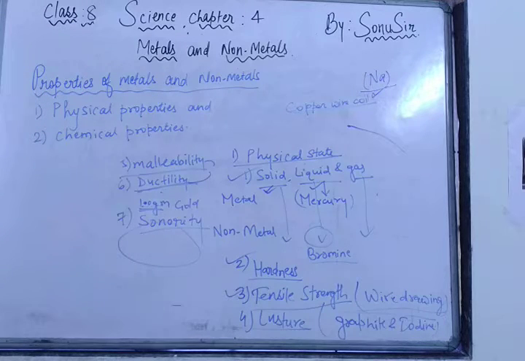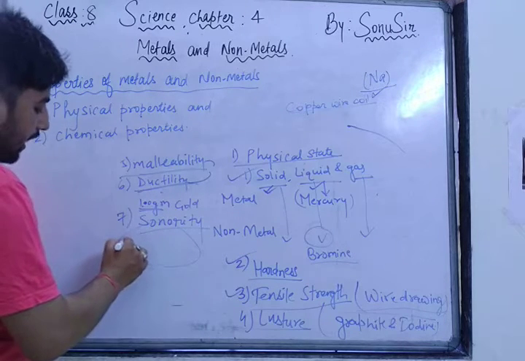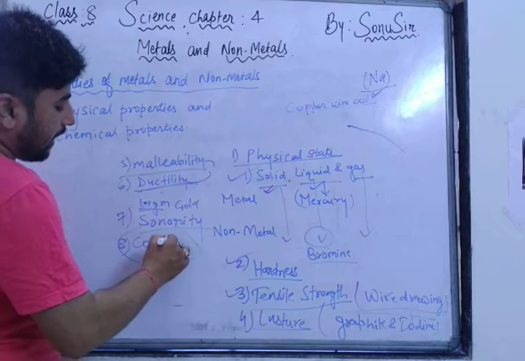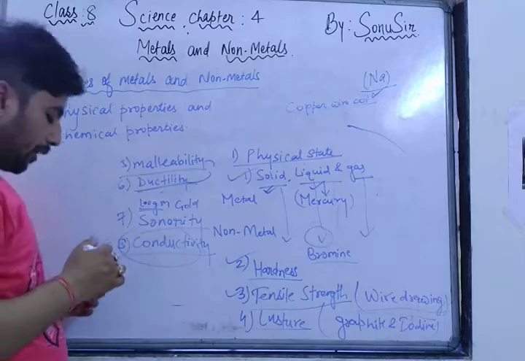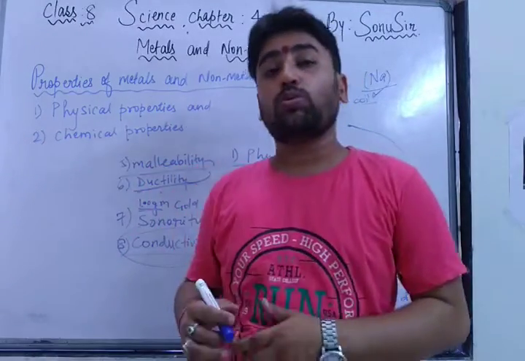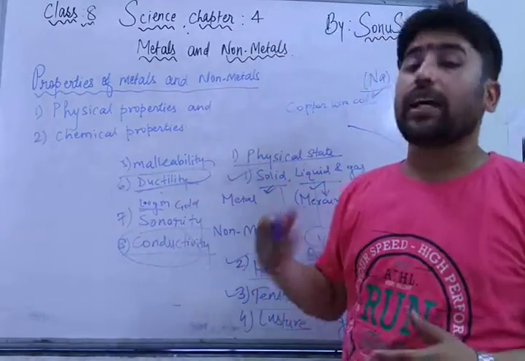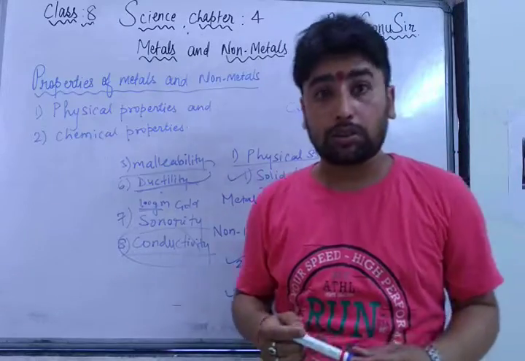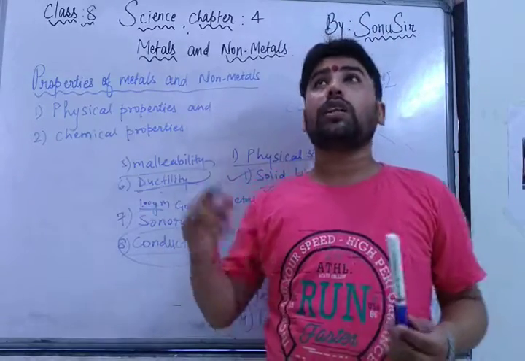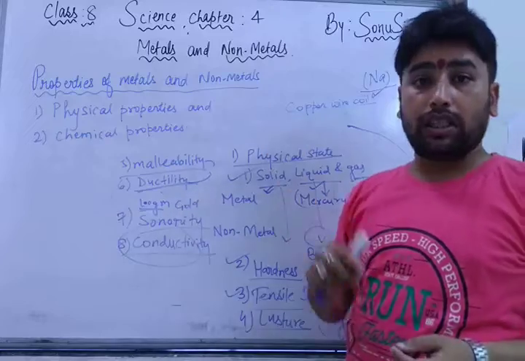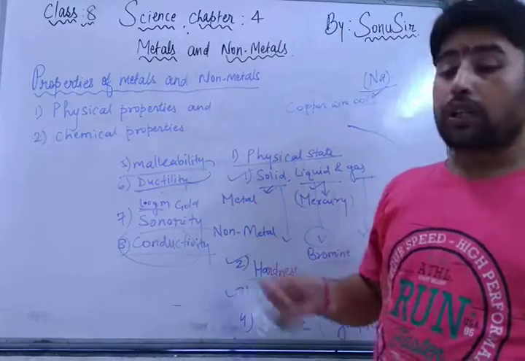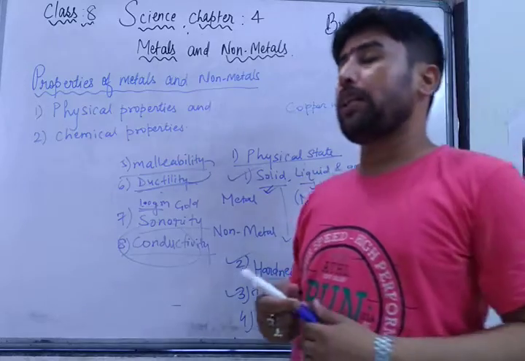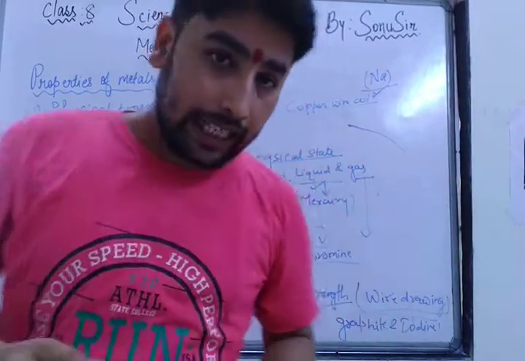Now we are talking about conductivity. Conductivity means metal conducts electricity and heat through it, right? Metal has a property to let electric current flow through it. That's why copper wires are used in electric appliances, especially when you are attaching a fan with wires. So metals are good conductors of heat and electricity.